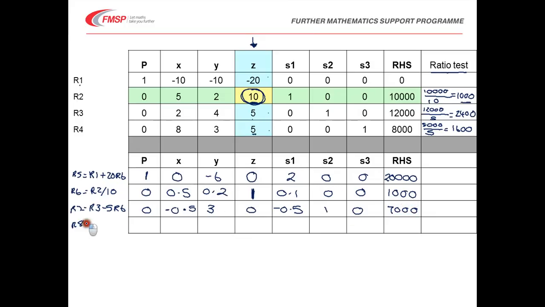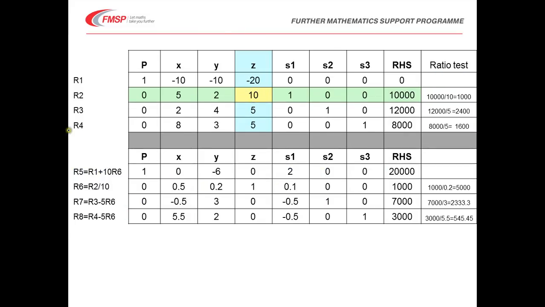And finally, to get our row 8, we're going to take our old row 4, and again we're going to subtract 5 lots of row 6, giving us... So there we are, that's the end of our first iteration. And I think on the next slide I've done a tidy version, just in case I made any errors or my writing wasn't legible on the previous one.